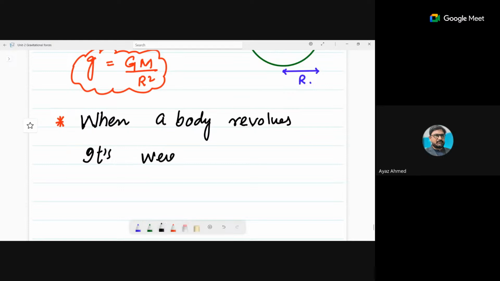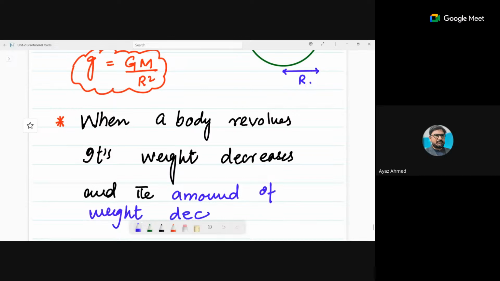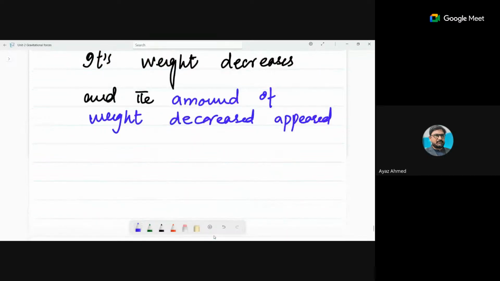decreases, and the amount by which the weight decreases appears in the form of Fc. Okay, before, when it was not revolving, all of Fg was equal to weight. But the amount of weight decreased appears as Fc, the centripetal force.